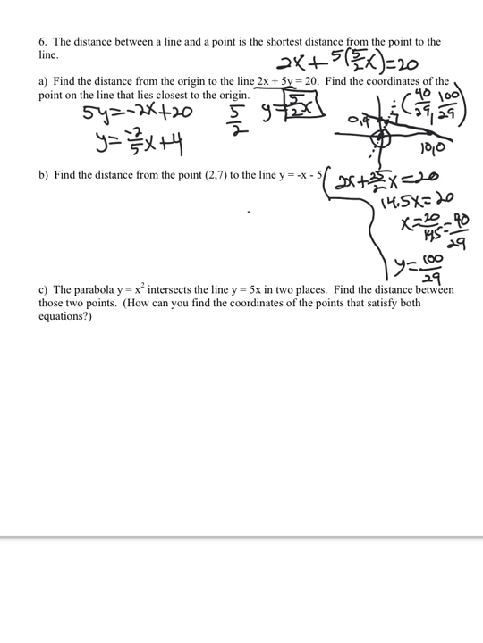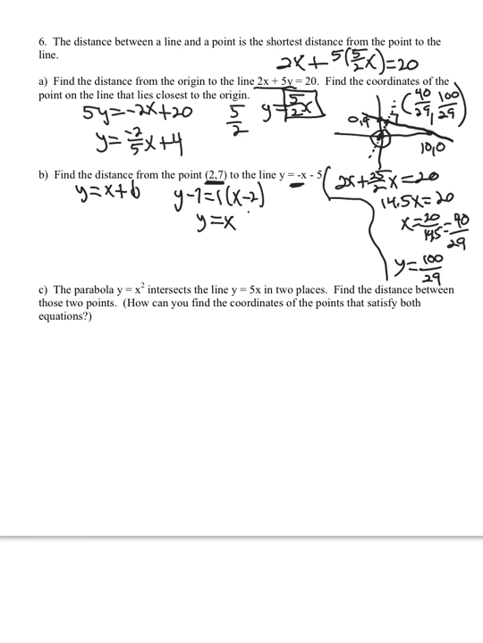All right, the distance from the point (2, 7) to the line y is equal to negative x minus 5. Since this line has a slope of negative 1, the negative reciprocal of that is positive 1, so our new line is going to be y is equal to x plus b. We don't know what the y-intercept is, but we can plug into the point-slope form. y minus 7 is equal to our slope, which we said was 1, times x minus 2. And that's going to give us y is equal to x.